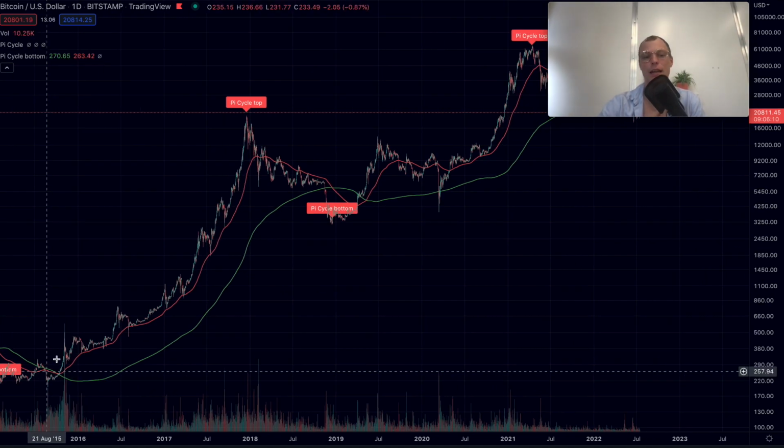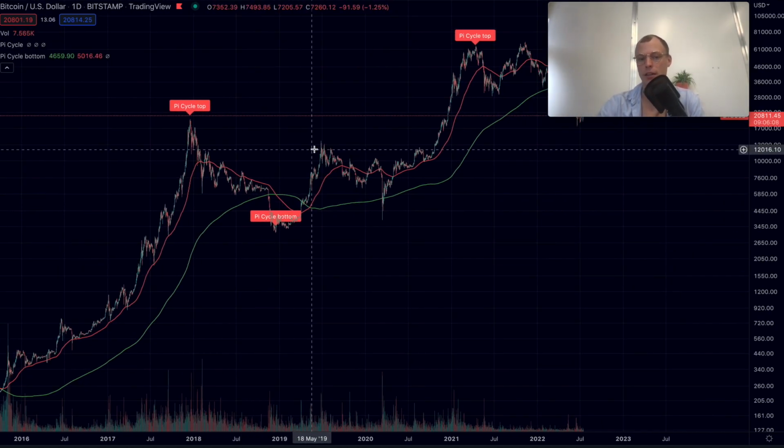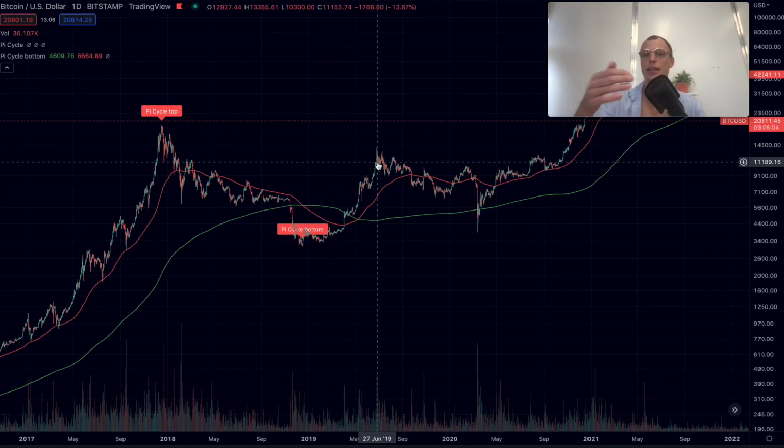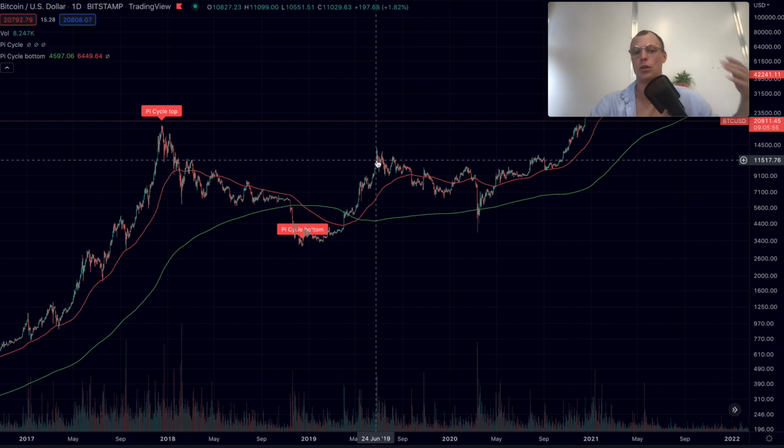It's the same as if we look at the Bitcoin top, for example, right here, and then we add moving averages and change the settings of those moving averages all the time until we get a perfect signal at the top.